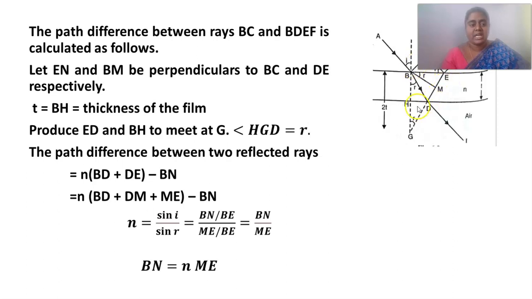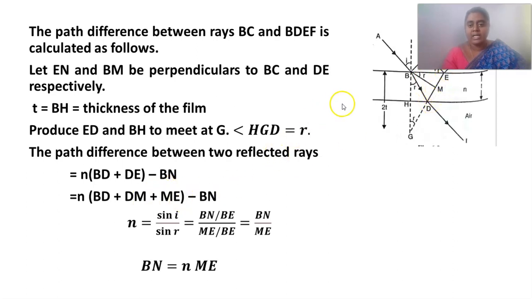So the path difference can be calculated by the formula: refractive index times the path traveled in that medium. This wave is traveling BD plus DE in the medium of refractive index n. That is the path traveled, minus the first ray, which is traveling only a distance BN in air. After N, these two have the same traveling distance. So BN in air, and n is 1 for air, so 1 times BN is the path difference between the two reflected rays. We are splitting DE, and we can write DE as DM plus ME.